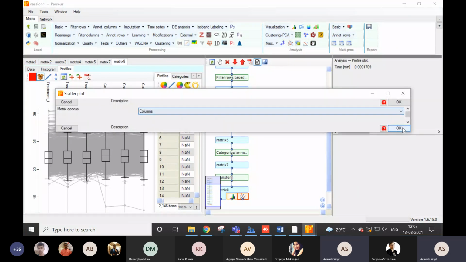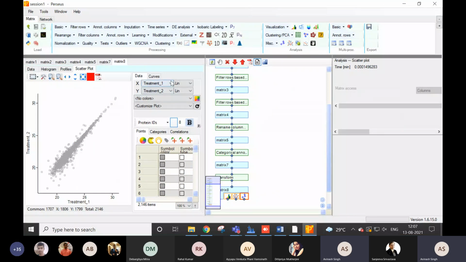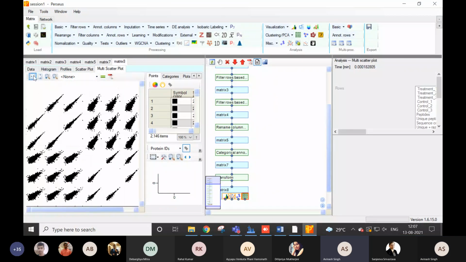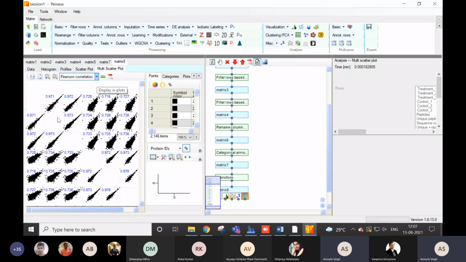If you want to see the correlation of a particular sample, you can do the correlation of each sample. Then, if you want to see the complete correlation matrix, you can go to this multi-scatter plot. In the multi-scatter plot, you will see the whole matrix, and you can select any Pearson correlation to see the correlation and its values. If you want to export or download, you just click the PDF export image. You can download all the files.